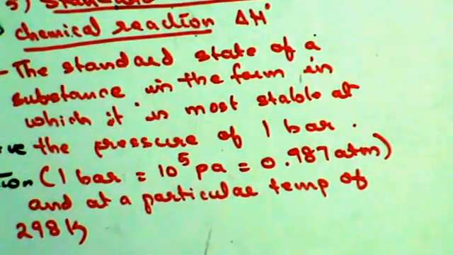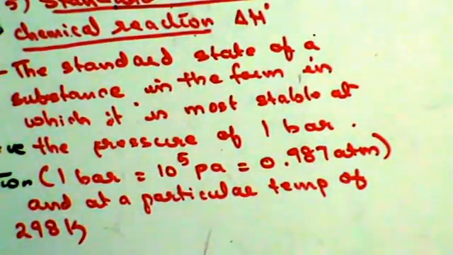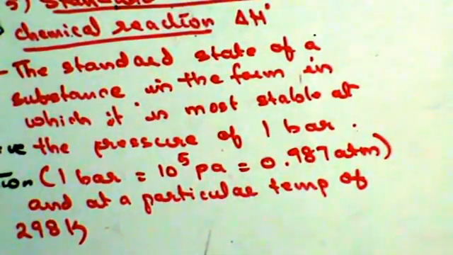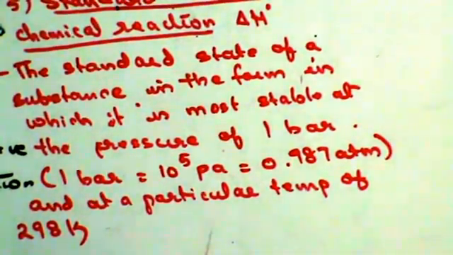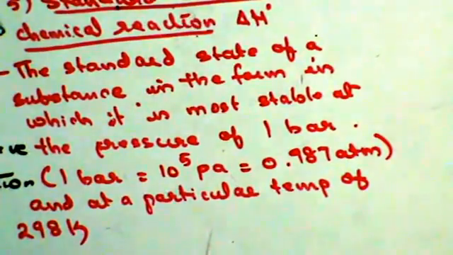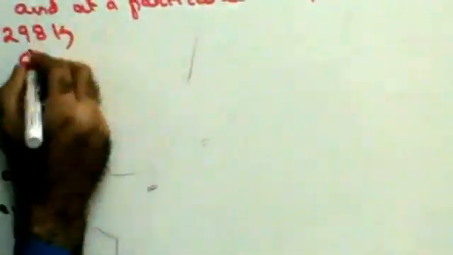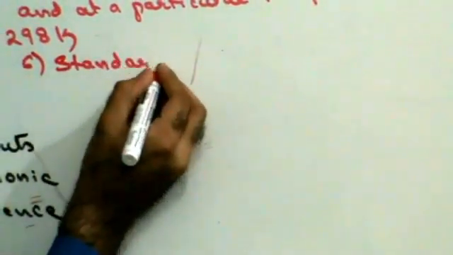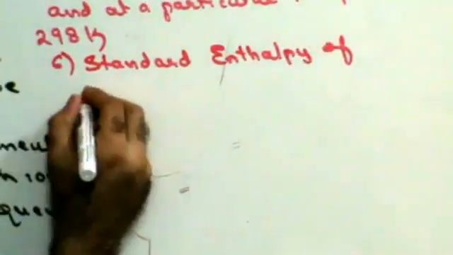So if I try to find out how much is the heat in a substance when it is in the most stable form, and if I subject the substance to a pressure of 1 bar and a temperature of 298, then that is called standard enthalpy of chemical reaction. Fine, do we get this thing here? Next, what do we understand by heat of formation? You will need all of this in your Hess's law. Standard enthalpy of formation.